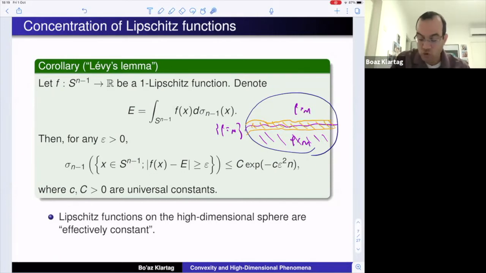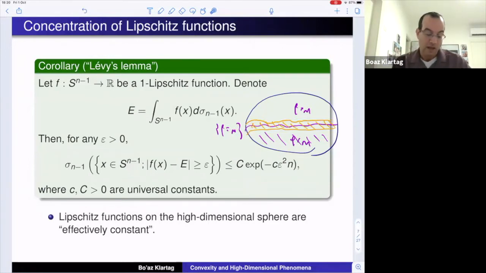However, since f is 1-Lipschitz, you know that it's very close to m on this neighborhood of the median, right? Because it cannot be more than m plus epsilon, at distance epsilon. And therefore you get that most of the points on the sphere are such that the value of f at this point is very close to the median. And you replace the median by the expectation, it's not so difficult.